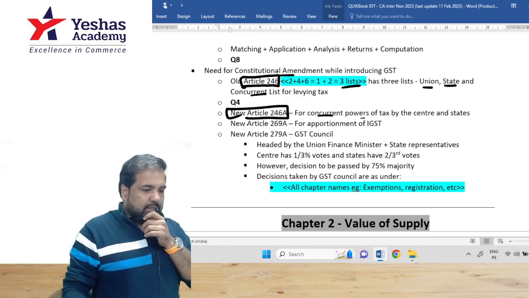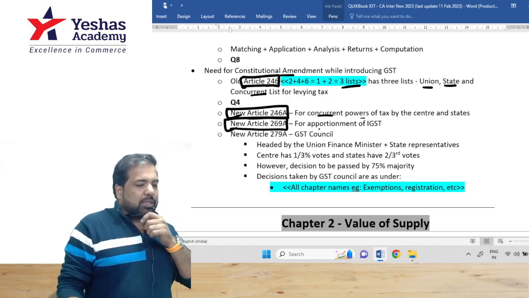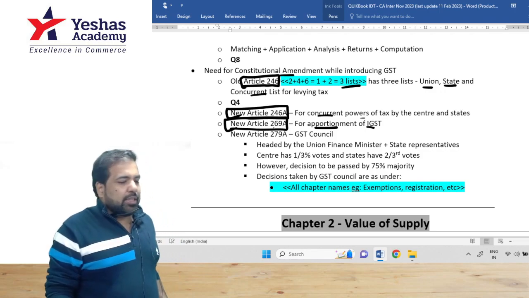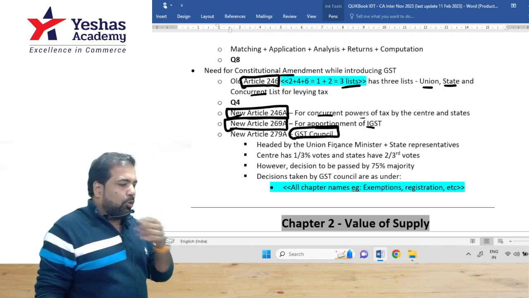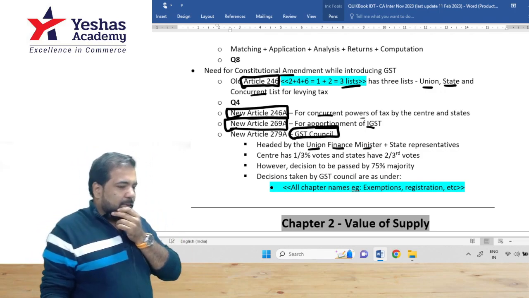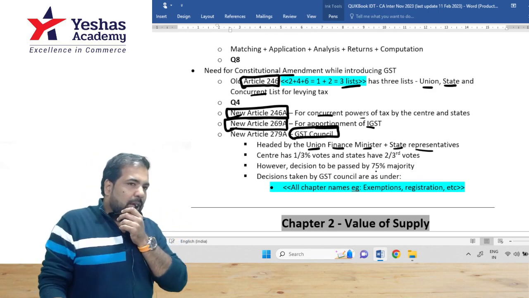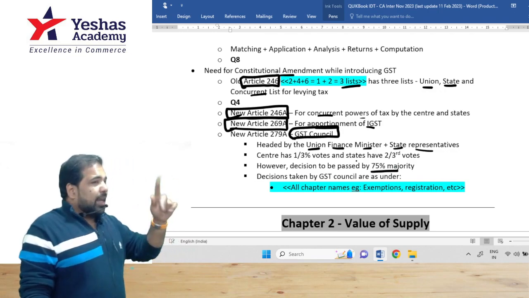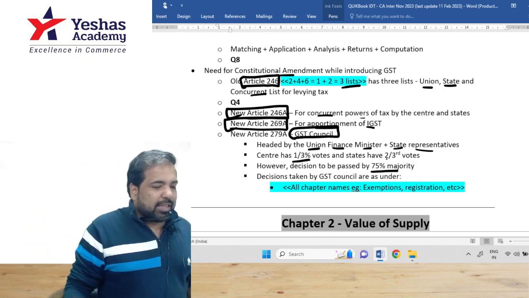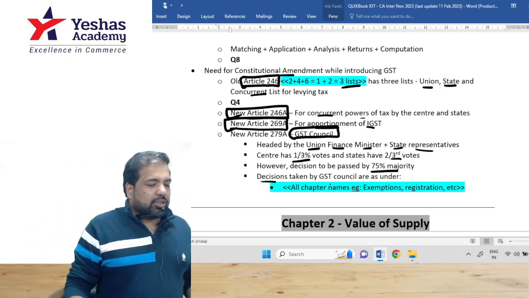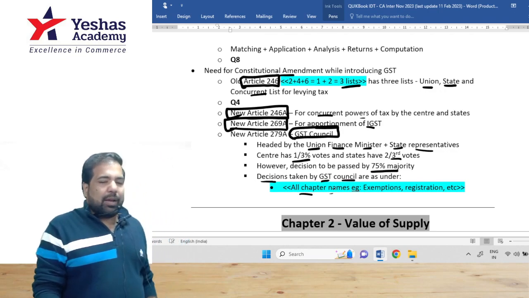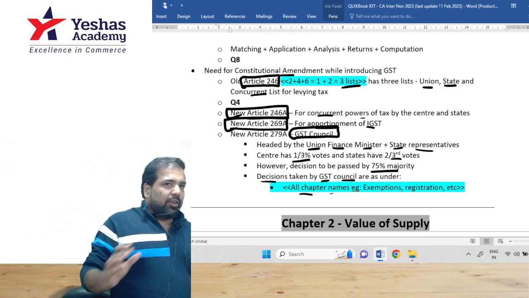the concurrent list. Article 269A mainly speaks about apportioning the wide GST, and there's a GST council headed by whom, guys? Union Finance Minister. But does it have state representatives? For any decision to be passed, center only has states have, and guys, decisions taken by the GST Council are different chapter names. Guys, this is the way we revise.